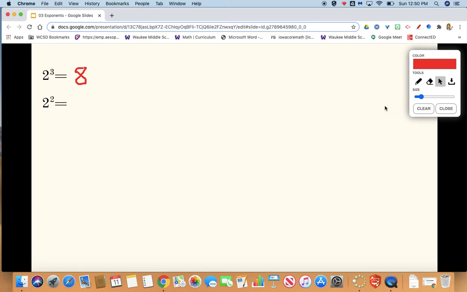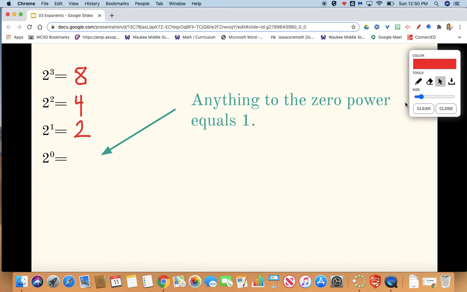Now let's drop the exponent by 1, 2 to the second. What would that give us? 4. 2 to the first would give us 2. 2 to the 0 power, anything to the 0 power equals 1.